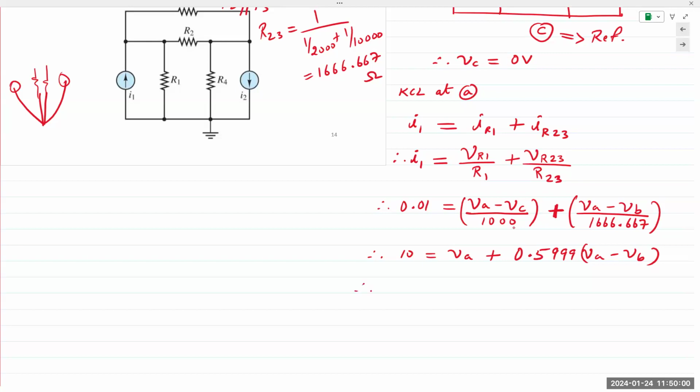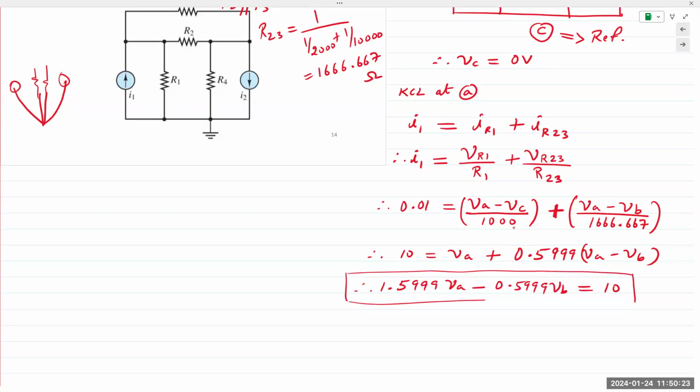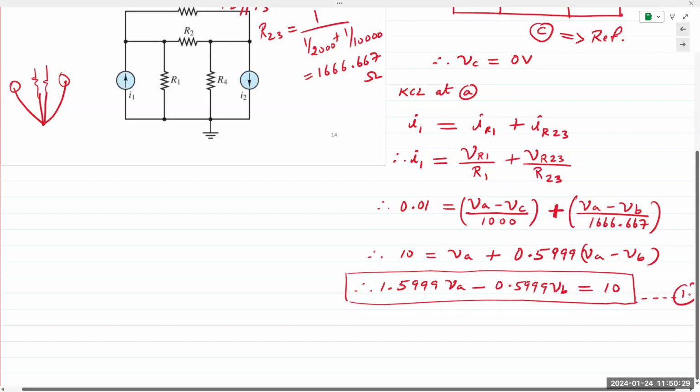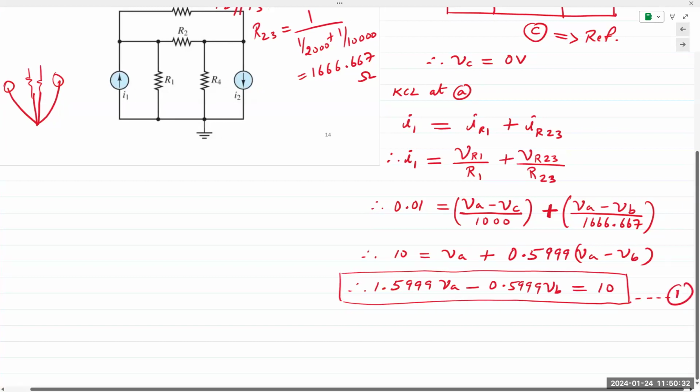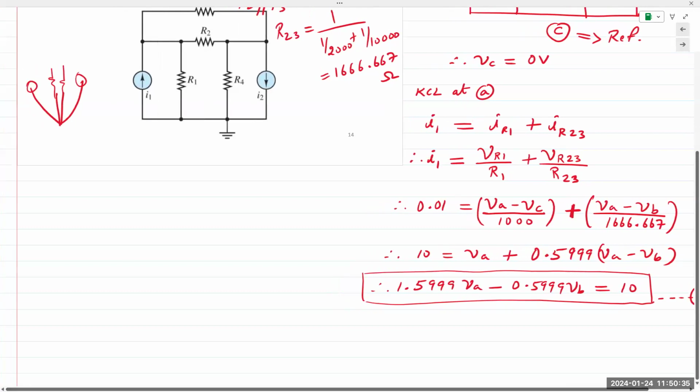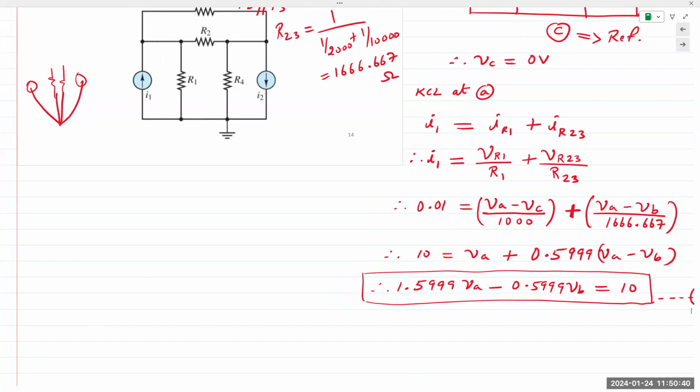So what does this become? I would rearrange the terms and I would have 1.5999, or 1.6 if you prefer, VA minus 0.5999 VB is equal to 10. And I'll call this my equation 1. Okay, equation 1. Does that make sense to everyone? Let's take a 10-second pause.